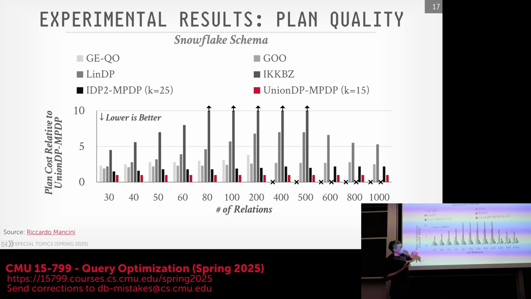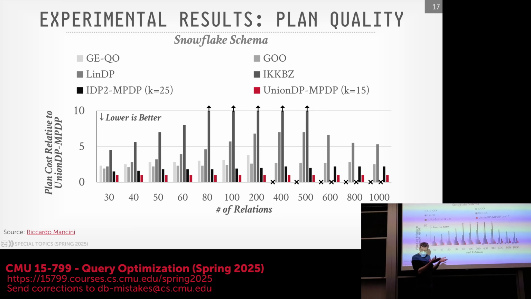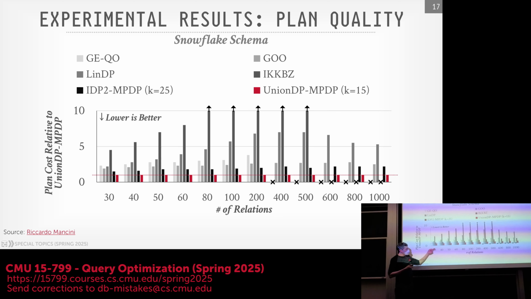So they talk about how they run the MPDP algorithm on different sizes of K, and then they only report 15 because I think that's the median. But they do scale up the size of K to show that different cluster sizes make a difference. So this graph here is all relative to what their best implementation can do, the UnionDP with MPDP of K equals 15. And again, it's based on the plan cost estimate from the query optimizer itself. The optimizer is saying, I think this query plan is going to cost 5, and this other query plan is going to cost 6. That's what they're reporting here. It's not wall clock time.